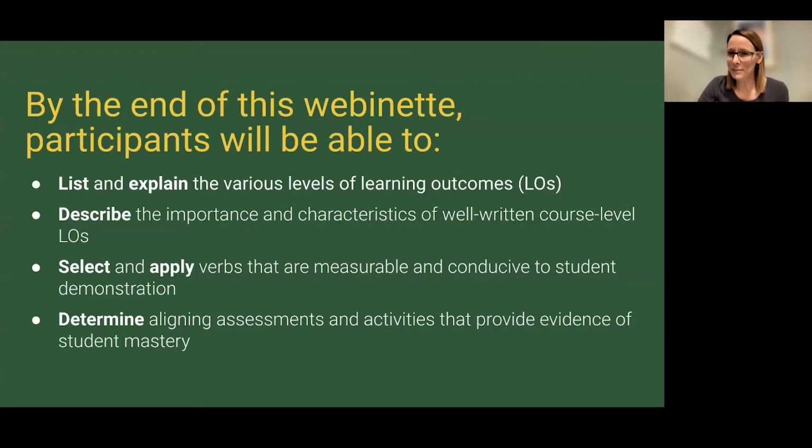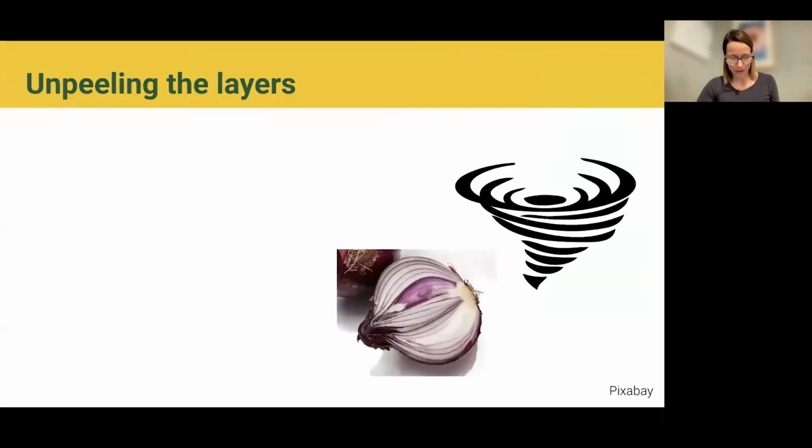By the end of this webinar, here are some learning outcomes for you. Maybe not by the end of the webinar, but after you've had some time to digest the information and go through your own existing learning outcomes if you have them. But hopefully by the end of the webinar, you'll feel that you're on the path to list and explain the various levels of learning outcomes, describe the importance and characteristics of a well-written course learning outcome, select and apply verbs that are measurable and conducive to student demonstration, and determine aligning assessments and activities that provide evidence of student mastery of those learning outcomes.